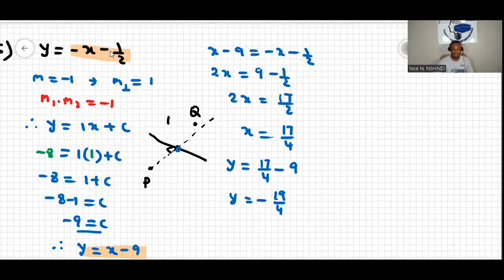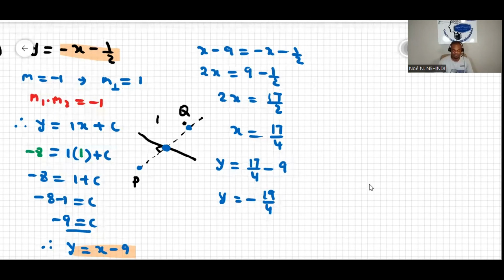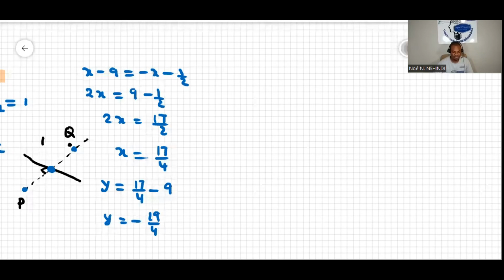Now that we have this point, we can use the midpoint formula, because this is the midpoint. The midpoint is this point here. So when I use the midpoint formula to find the value of Q, the midpoint is given by xm equal to x1 plus x2 over 2, and then ym equal to y1 plus y2 over 2. That's the midpoint formula.